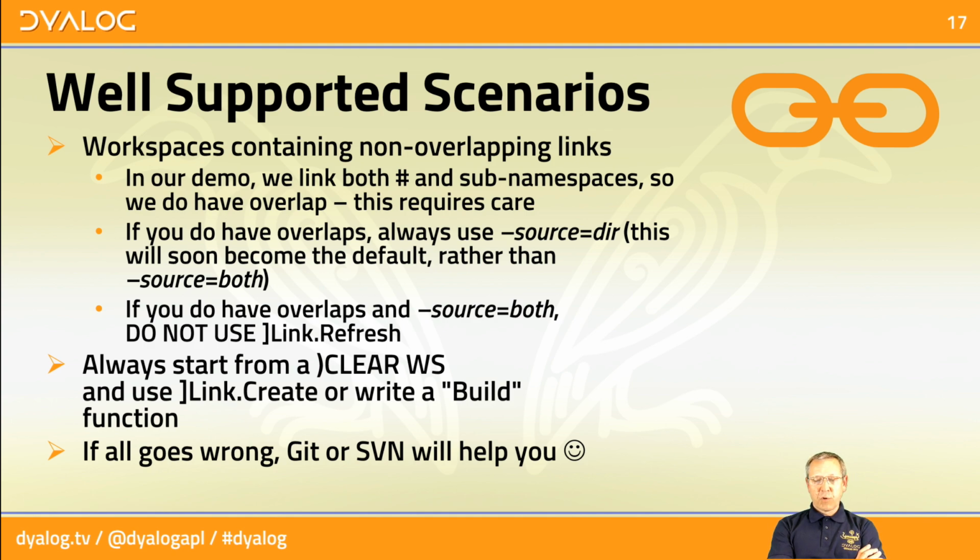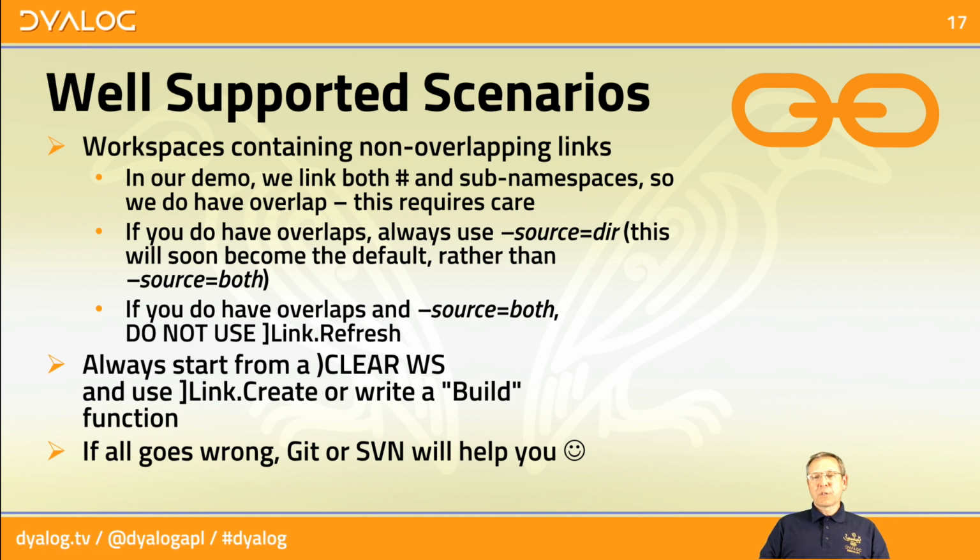And in the demo, if you noticed, I was linking both the root and a sub namespace, and that was working quite well. You just need to be careful of a couple of things. If you do have overlaps, we recommend that you only read code in from the folder when you create the links, because otherwise it can get quite confusing. And there's a function called link refresh, which you can use if you suspect that the workspace and the folders are out of sync. You really shouldn't use link refresh if you have overlapping namespaces, because things can get quite interesting if you do.